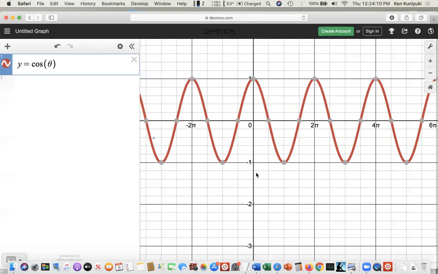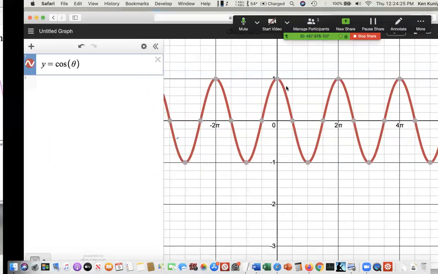Periodicity. Period is still 2 pi. Again, 2 pi is the period because that's the width of a cycle. A cycle is the thinnest piece of wallpaper we need, with the property that when you repeat it forever, left and right, we get the whole graph.